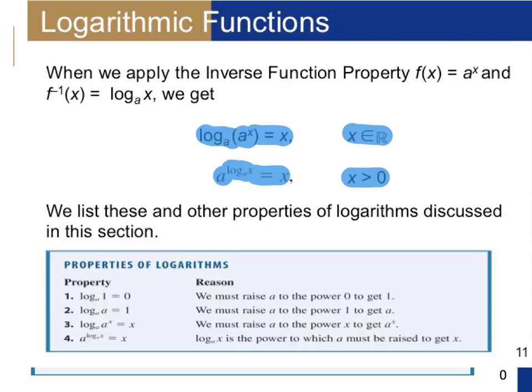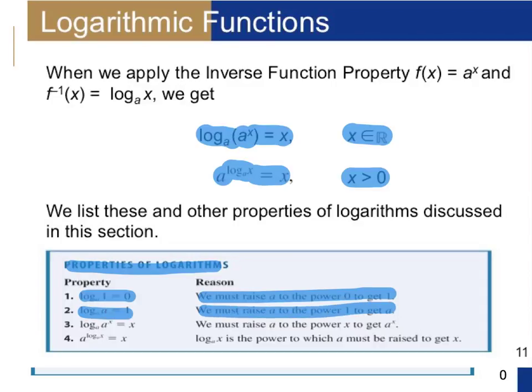So here's our basic properties of logs. First of all, we have log base a of 1 is 0. So anytime we have a log of 1, we have 0. Doesn't matter what your base is. Log of 1 is always 0. Log base a of a is 1. A to the 1 power is a, right? Log base a of a to the x is x.